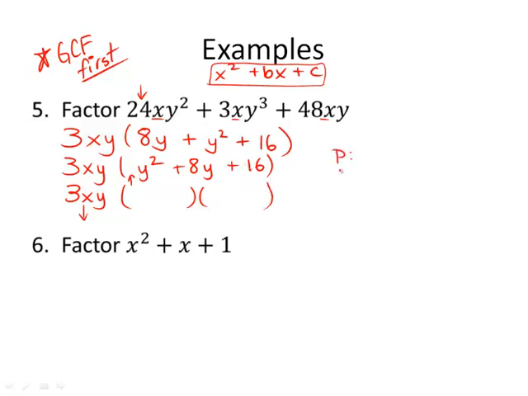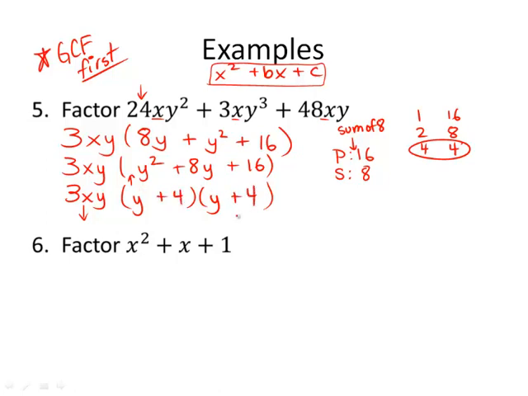What's our product and what's our sum? Our product is 16 and our sum is positive 8. All the ways to multiply to 16: 1 times 16, 2 times 8, 4 times 4, and that's it. The product is positive, so we're looking for a sum of 8. Which one sums to 8? 4 plus 4. Therefore, we have y and y, because y times y gives us y squared, and plus 4 and plus 4. Notice you could also write this as 3xy, and since it's the same bracket, it can be written back as a square.